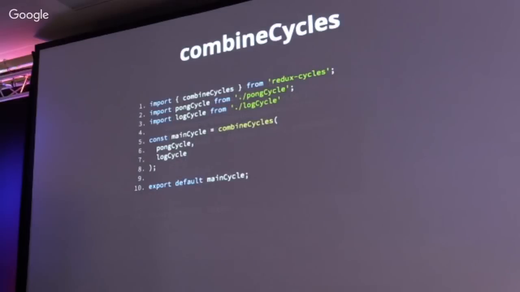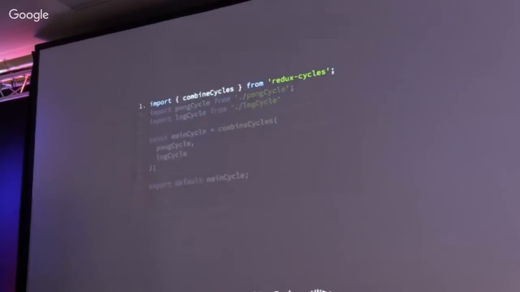Another utility that comes with the middleware is combineCycles, because we don't want to have a whole huge function to handle everything. So we can just compose functions together. Pretty simple. We import the combineCycles utility from Redux-cycles, and then we can compose any number of cycle apps together.